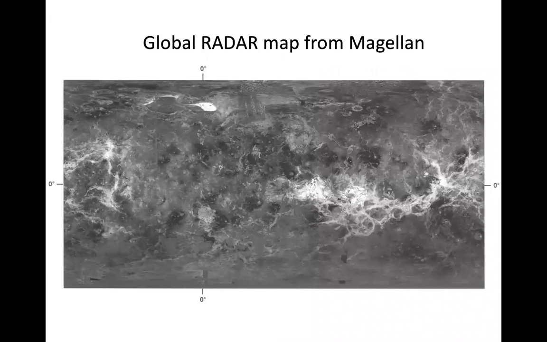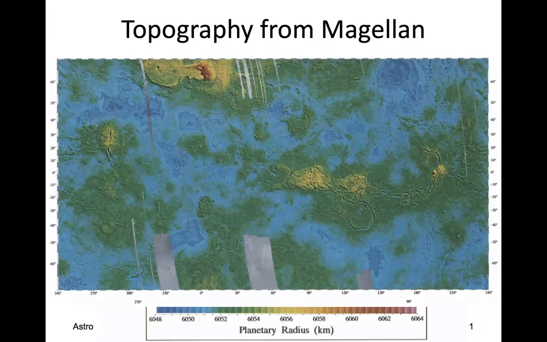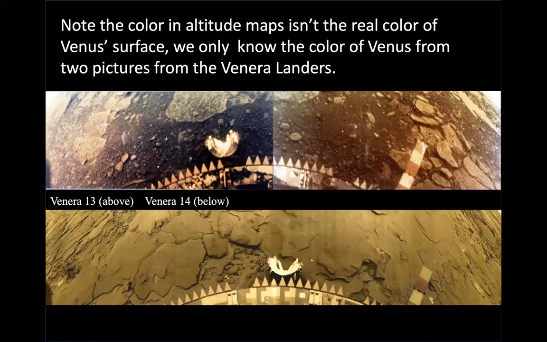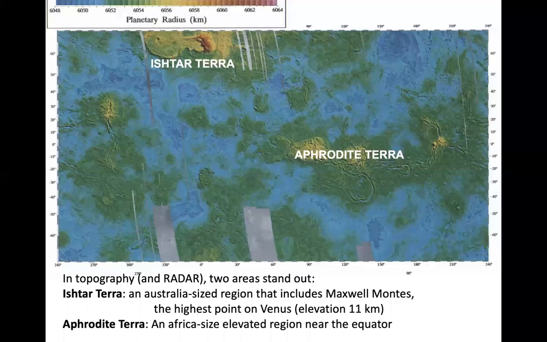This is just a map of how reflective the surface is at radio wavelengths. It's often also shown like this, which shows the topography, where blue regions are low, red regions are high. I want to make it clear that this is not a picture of the color of Venus's surface. We only have 2 pictures of Venus's surface that actually are in color. These are again from the Venera spacecraft. And what you will see here is the surface is generally yellow.